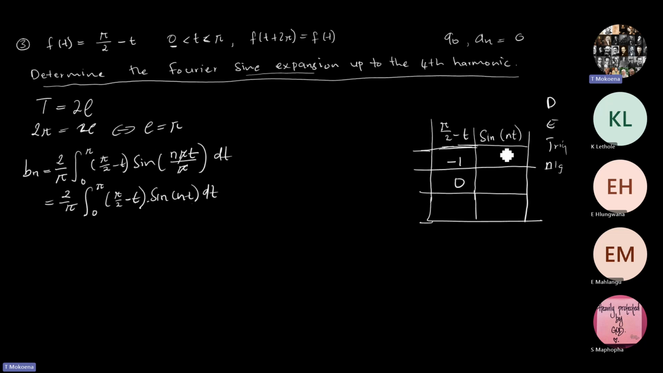Now let's integrate. What is the integral of sine nt? It's going to be 1 over n cos nt. Then what is the integral of this? It's going to be 1 over n squared. It's not going to be negative. Okay, negative 1 over n squared sine nt. Thank you very much.